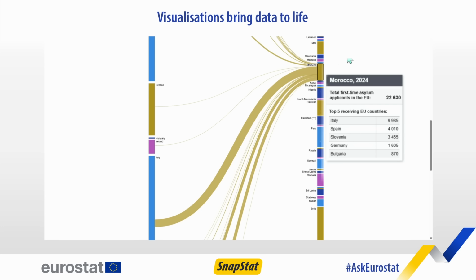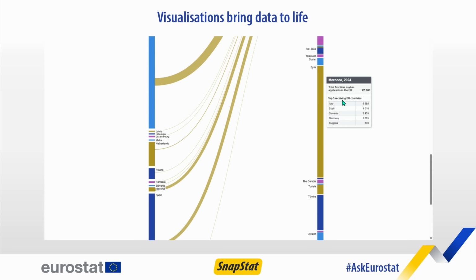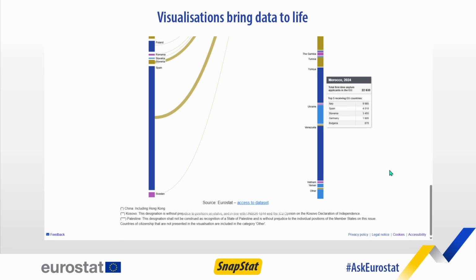I get a key information box here on the right-hand side, which shows me again the total number of asylum applicants coming from Morocco, as well as the top 5 countries where they lodged their application. Finally, if you would like to see the underlying data, you can easily do so by scrolling to the bottom here and accessing the dataset.